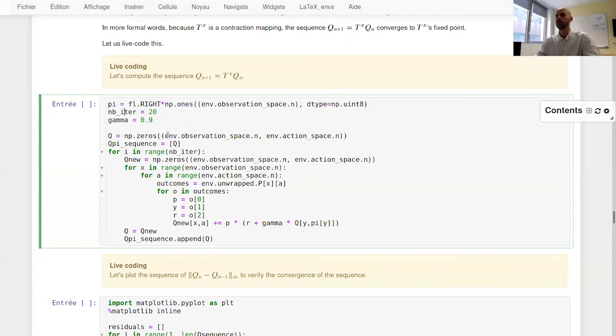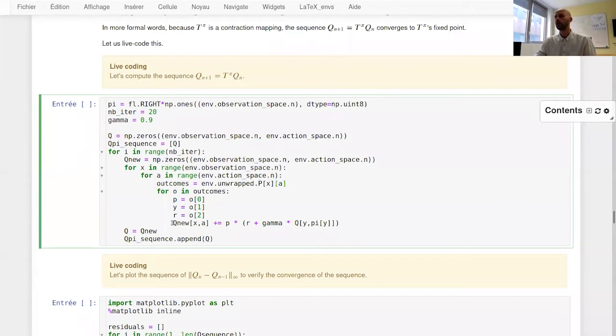That's a matrix with as many lines as we have states and as many columns as we have actions. And I will store the sequence of q pi in this variable q pi sequence. So originally I'm just putting the zeros here, which was the equivalent of q0 in my example above. And so for i in range of number of iterations, q nu I initialize as plain zeros everywhere, same dimension as q. And for every single state and action, I will look at the outcomes of performing action a in state x. Fortunately for me, the frozen lake environment provides me with, you remember, the probability, the resulting state, and the resulting reward.